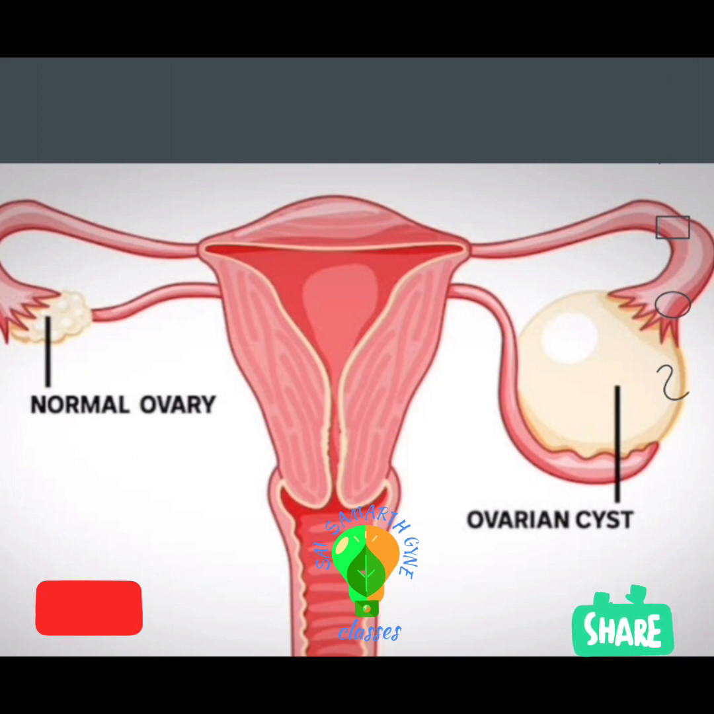So this is how you make a diagnosis of an adnexal mass.